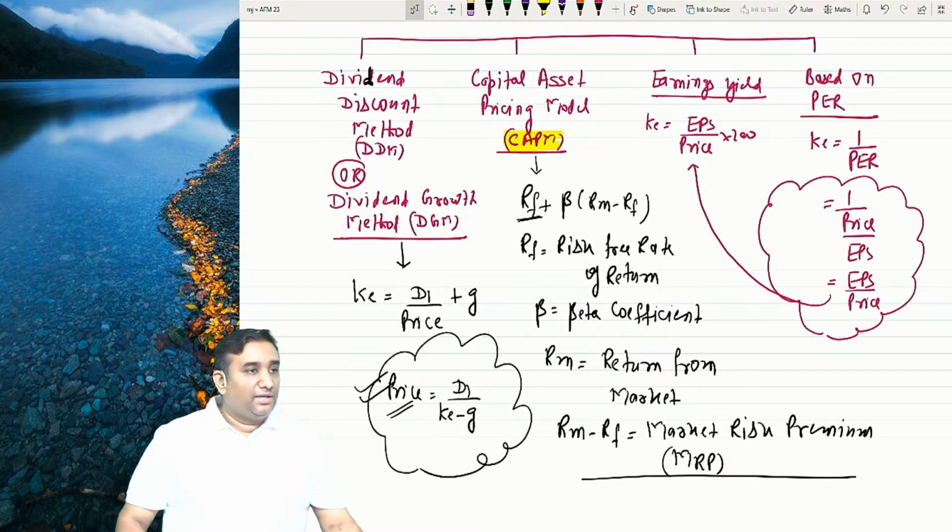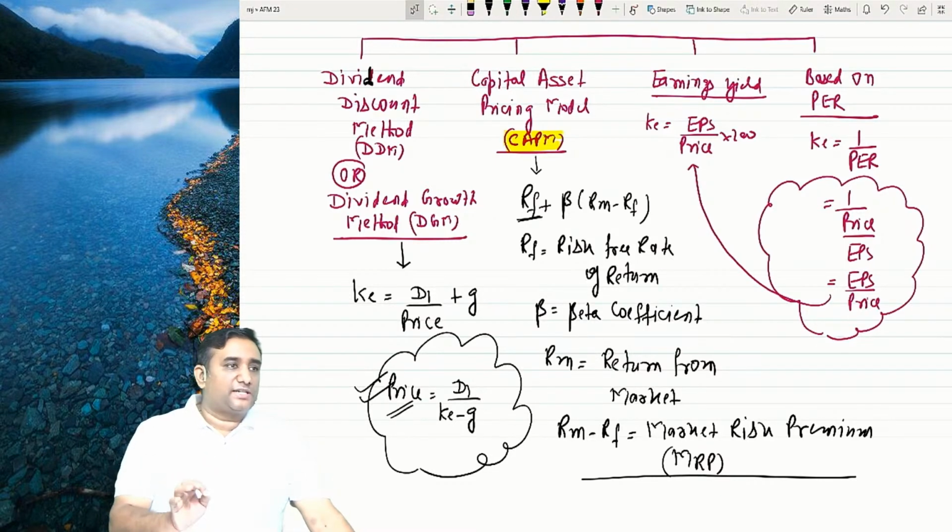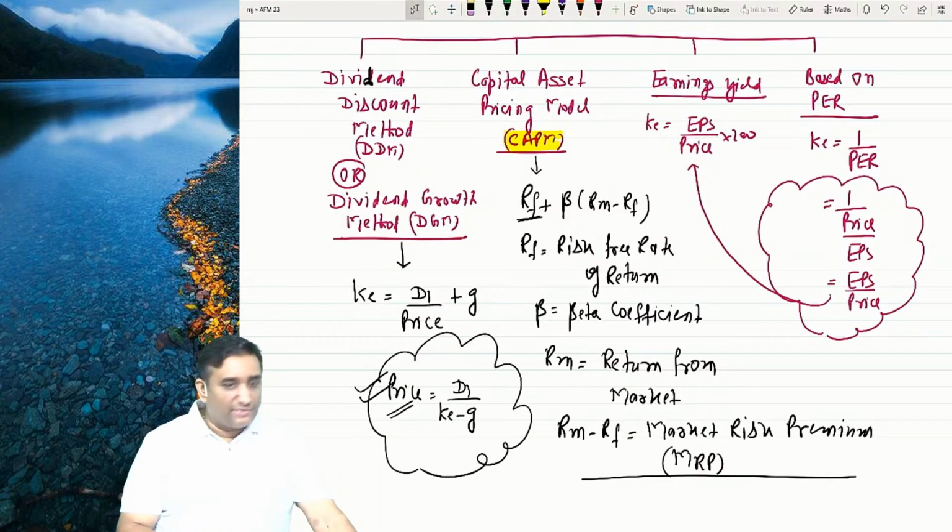The third and the fourth formula are only to be used if you get stuck somewhere. They will not be used aggressively. The fourth, in fact, will be used in a lot of places because you will have such data in which you might have to use it. But the third, the earnings yield, you will use only in very rare circumstances.